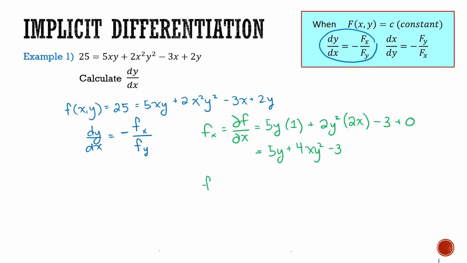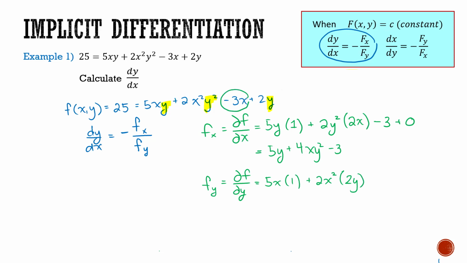Now let's do our derivative f sub y, which is the partial derivative of f with respect to y. Now my y variables are what I'm doing the derivative with relation to, and my x's are going to be treated as a constant. So for this first term, I'm going to have 5x times the derivative of y, which is 1. For the second term, I'm going to have 2x squared being treated as that constant, that coefficient to y squared, times the derivative of y squared, which is 2y.